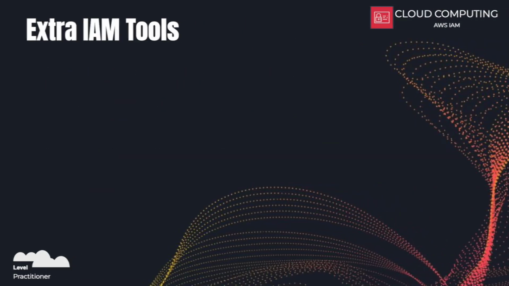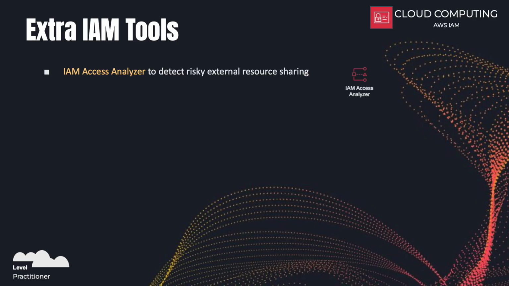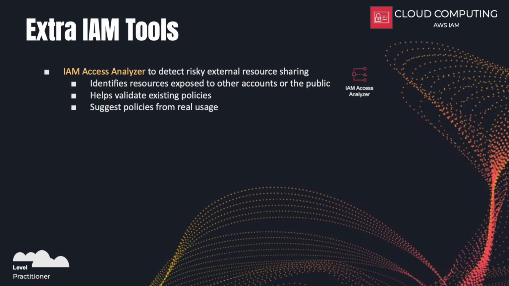Beyond the core IAM objects, AWS gives you some helpful tools to analyze and validate your permissions as well. For example, IAM Access Analyzer is a tool that looks for resources in your account that are shared externally, for example a bucket that's open to another account or to the public, and alerts you about it. It can also help validate policies and even suggest policies based on your actual usage.